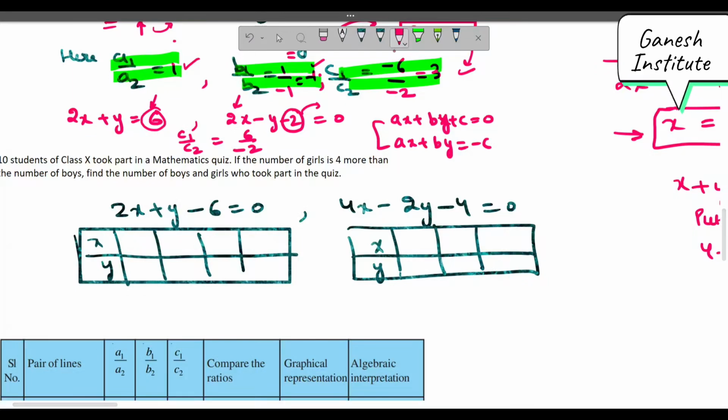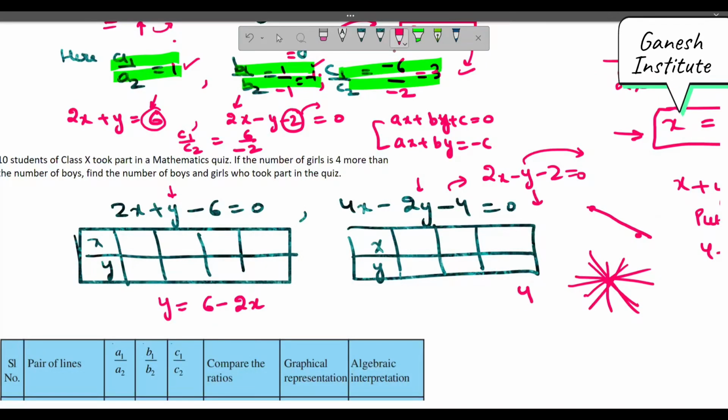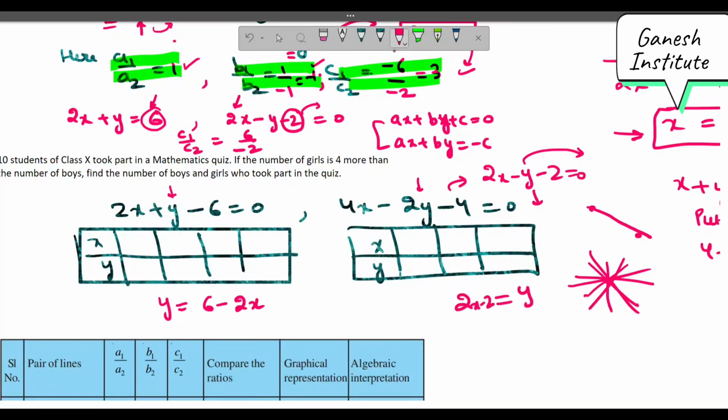Yeah, but for plotting, at least I need to have two solutions. I mean, 2 points, because then only I could join them and make a line. Otherwise I would not be having any clue where it is going, because a point can have infinitely many lines passing through it. So you can have y as 6 minus 2x, and from here, if you can simplify, this will become this, then you can bring this y to right hand side, and this will become 2x minus 2, right?